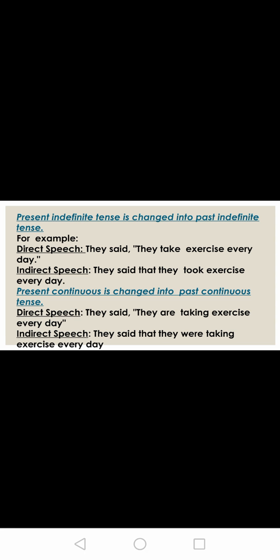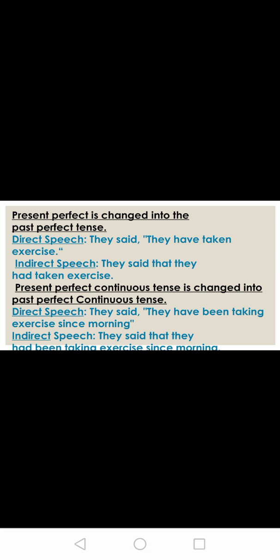Second, present continuous changes into past continuous. They said, "They are taking exercise every day." They said that they were taking exercise every day. Okay. Now present perfect changes into past perfect. They said, "They have taken exercise." They said that they had taken exercise.